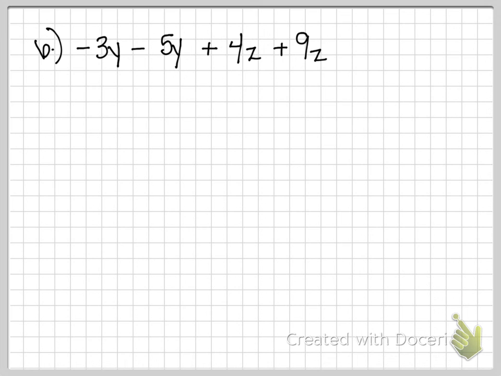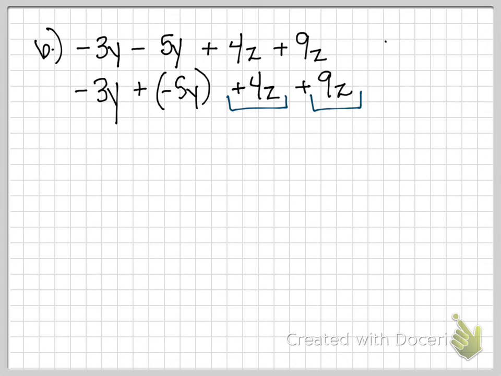Negative 3y minus 5y plus 4z plus 9z. How many terms do I have in this? Natalie, how many terms? 4. Let's separate them by addition so that we can then combine easily. Negative 3y plus negative 5y plus 4z plus 9z. Give me one set of like terms. Noah: 4z and 9z. Good. Can you combine those for me?